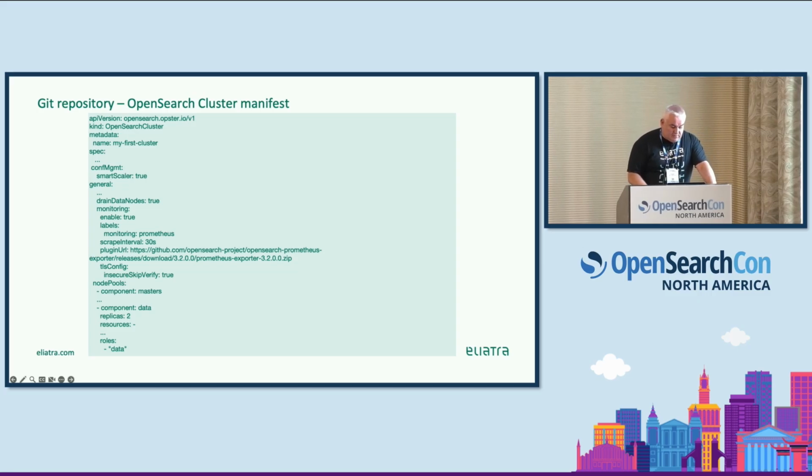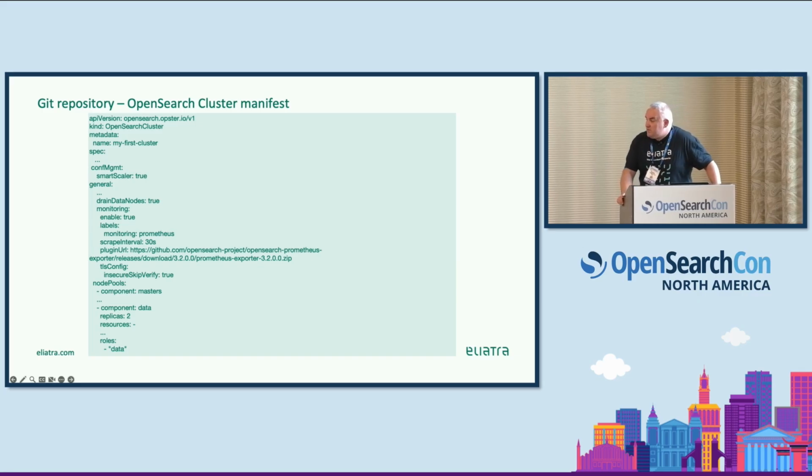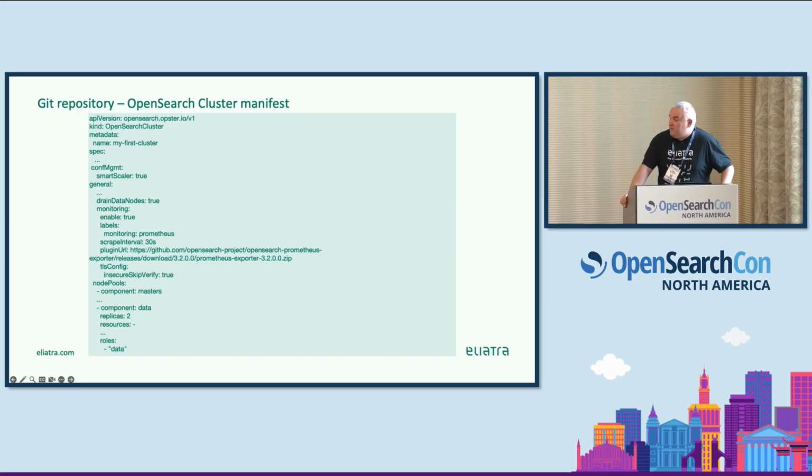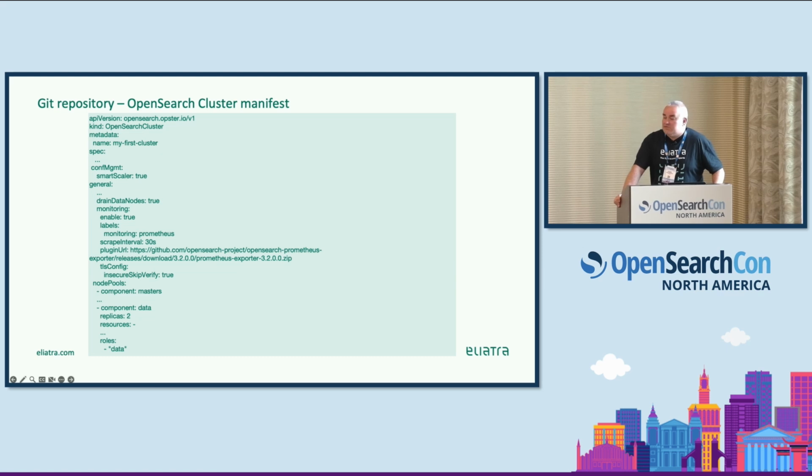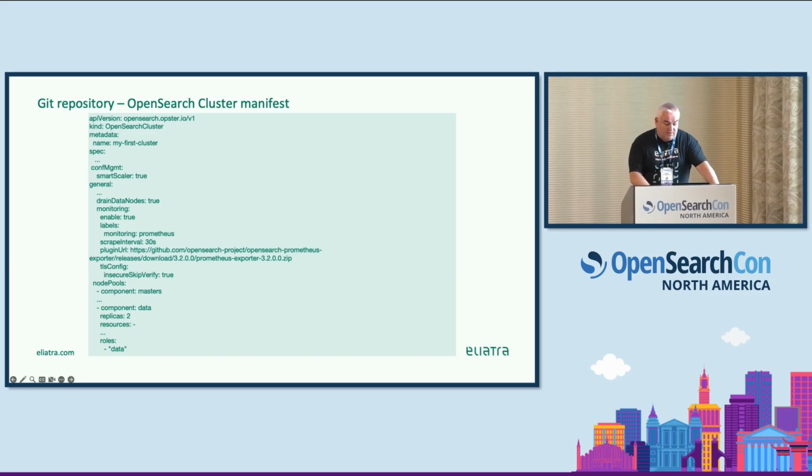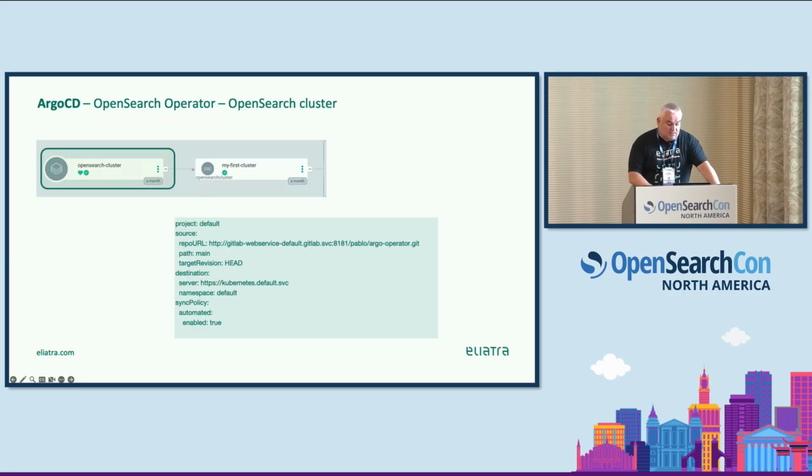And the other part of that is the monitoring Prometheus. So we can see there is a label set for each node. So whenever a new node or any node is created, it also will get the label for the monitoring. So the Prometheus operator will pick it up, and we will see the metrics inside the Prometheus.